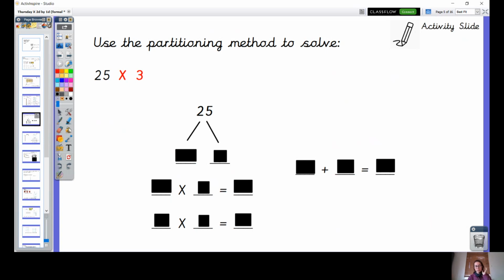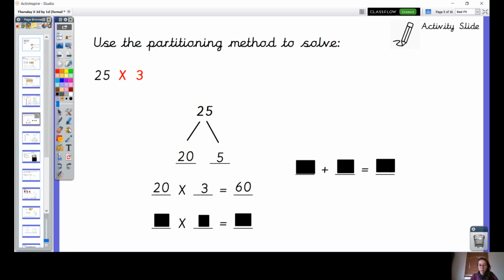Okay, let's go through the answers and then we're going to have a look at the other way of calculating this particular calculation. So you needed to partition 25 first. You should have got 20 and 5. Right, now we're timesing this by 3, aren't we? We've got 3 lots of this. So my first calculation and yours should have been 20 times 3 is 60. So we know that 2 and 3 is 6. We made it 10 times bigger.